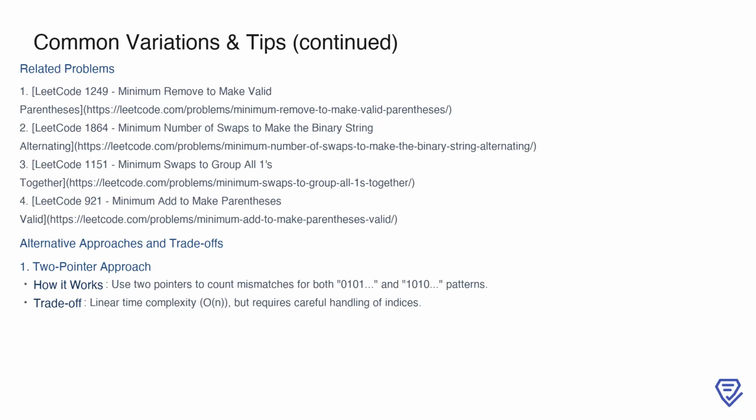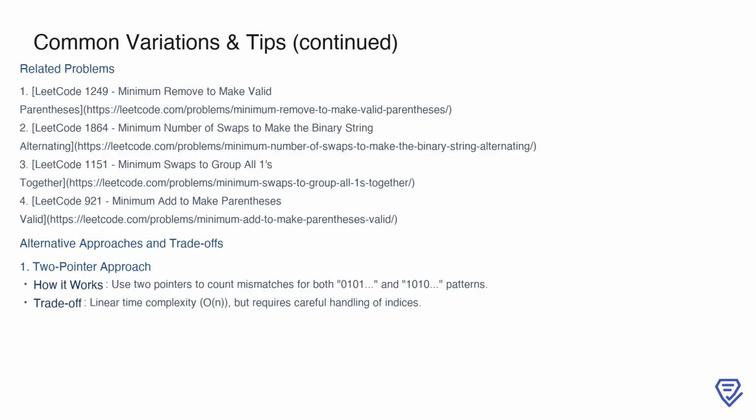If you're looking to deepen your understanding, there are several related problems that you can explore. These include LeetCode 1249, which focuses on removing the minimum number of characters to make parentheses valid, and LeetCode 1151, which involves grouping all the ones together with the minimum number of swaps. Of course, LeetCode 1864, the problem we're discussing, is a direct example, and LeetCode 921 challenges you to add the minimum number of parentheses to make a string valid. Exploring these problems can help you identify recurring patterns and techniques.